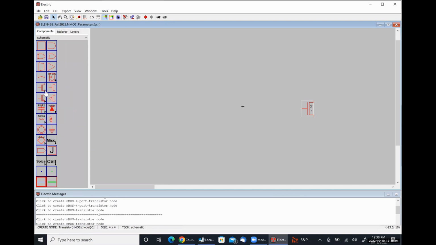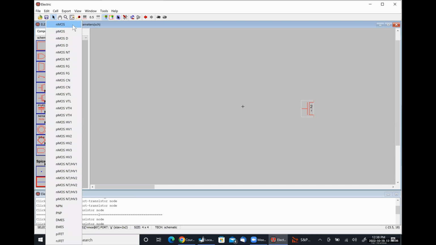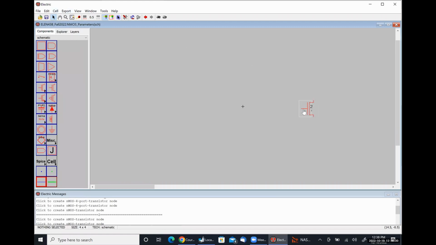If you click on this little arrow, it pulls up the drop-down menu of all the different things. So NMOS and PMOS are 3-terminal enhancement mode MOSFETs. NMOS-D and PMOS-D are 3-terminal depletion mode MOSFETs. I'm not sure what all this other stuff is. I've never had to use it, so I don't care about it. I'm deleting that one because I don't actually need it.